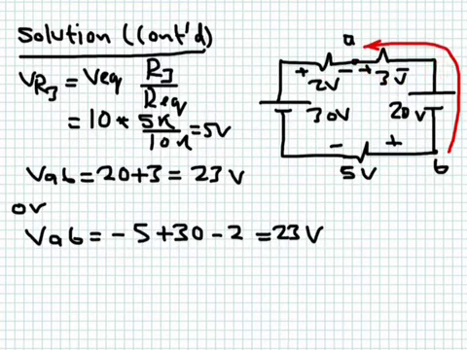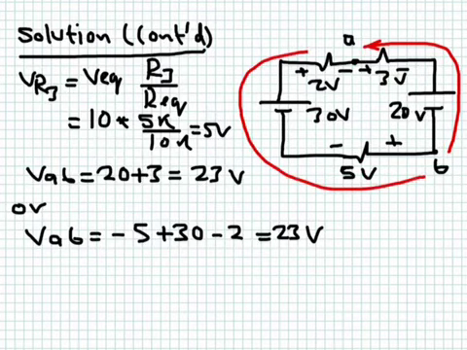Then I can simply say VAB, if I calculate it that way using KVL, is equal to 20 volts plus 3 volts. It's going to be 23 volts. Or I can do it from the other direction. I can go in the clockwise direction this way.